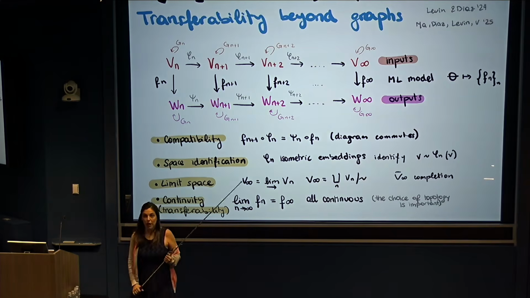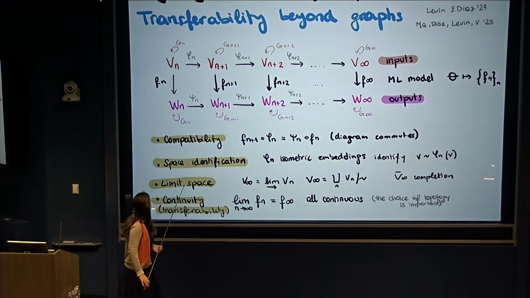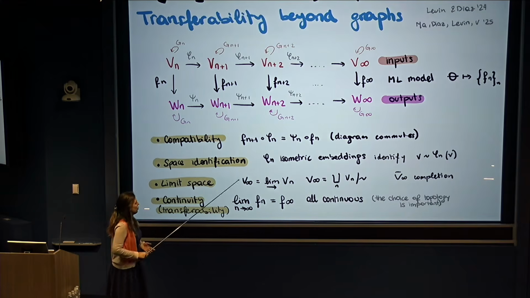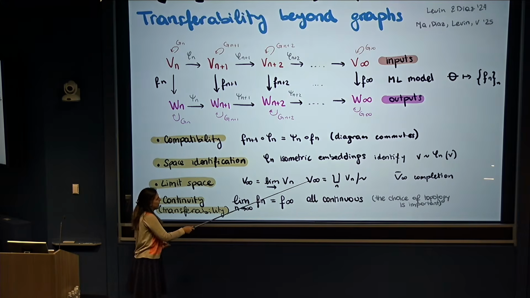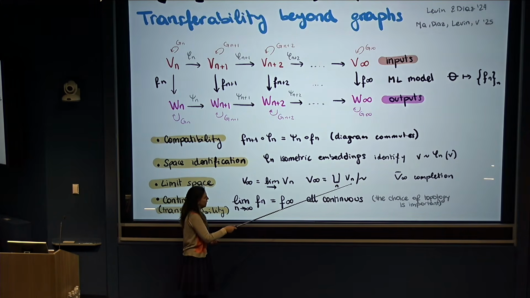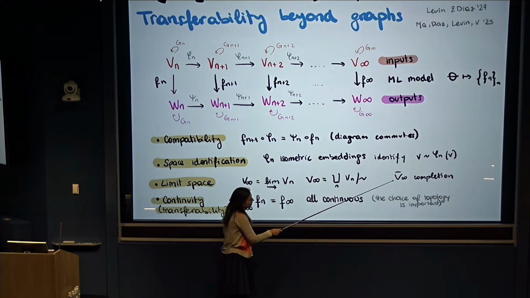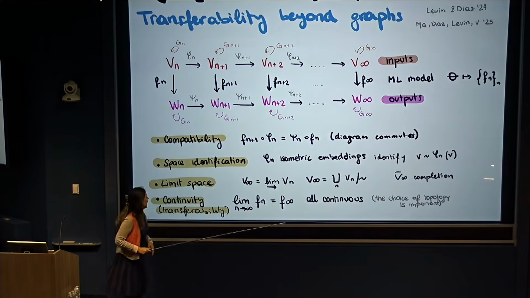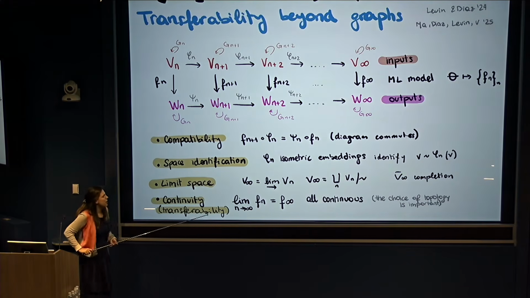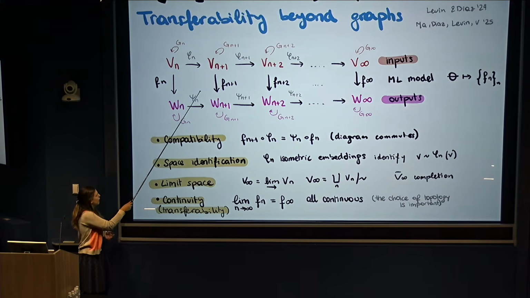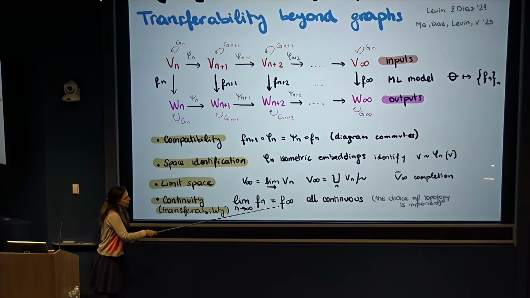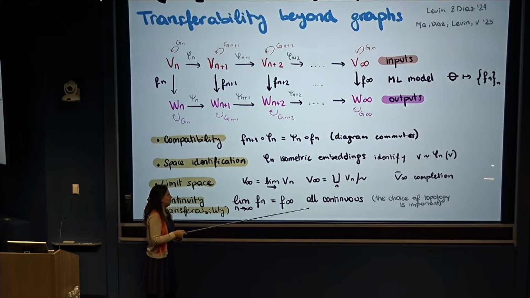Yes, you had a question? OK, sorry. And then you have a limit space, which is the direct limit of these vector spaces. And in this space, you can quotient by the group action, and then you can consider the completion, which we can discuss later. And then the transferability is given by the continuity of this model. The limit when n goes to infinity is f infinity, which is the model at the limit. And these are all continuous.